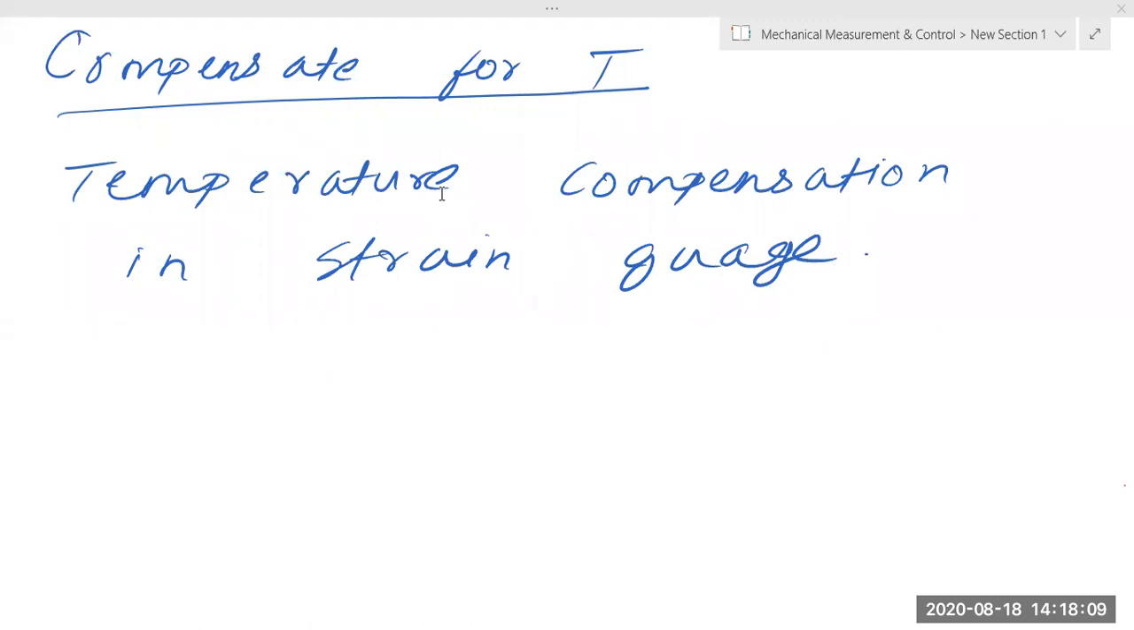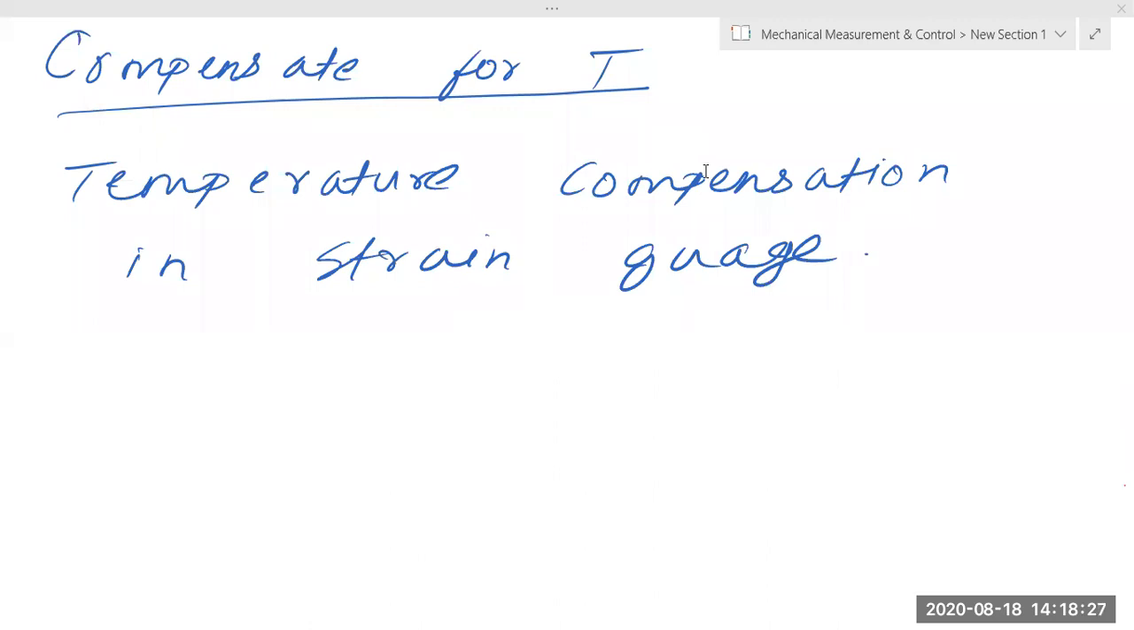Any one of you can answer. Sir, due to the change in resistance, due to change in strain. Due to change in temperature, na. Yes sir, the temperature changes, sir, because of the resistance, that's why.